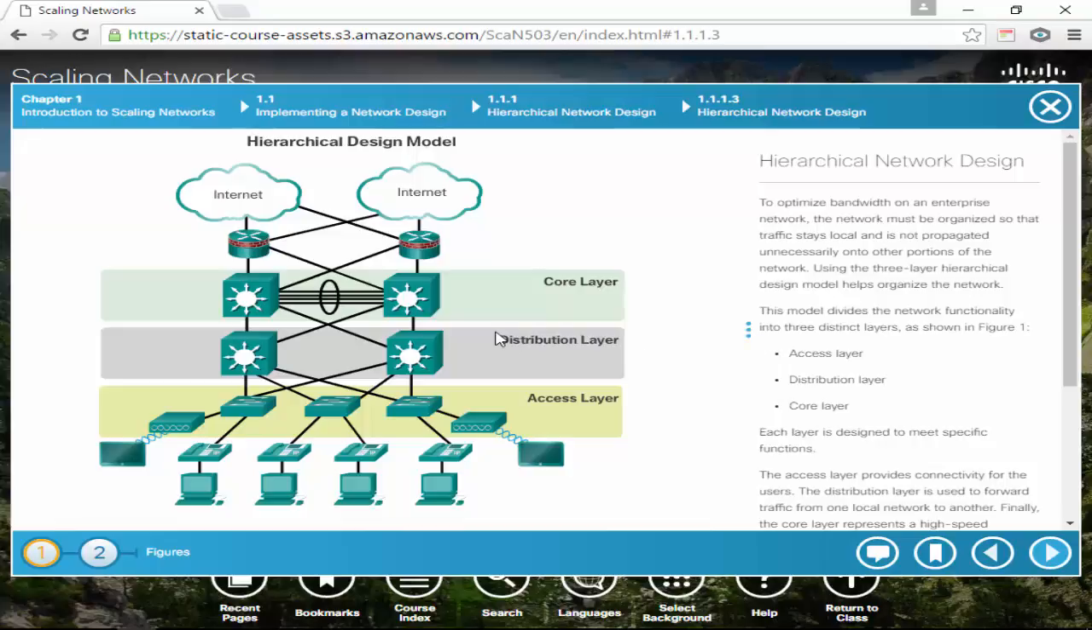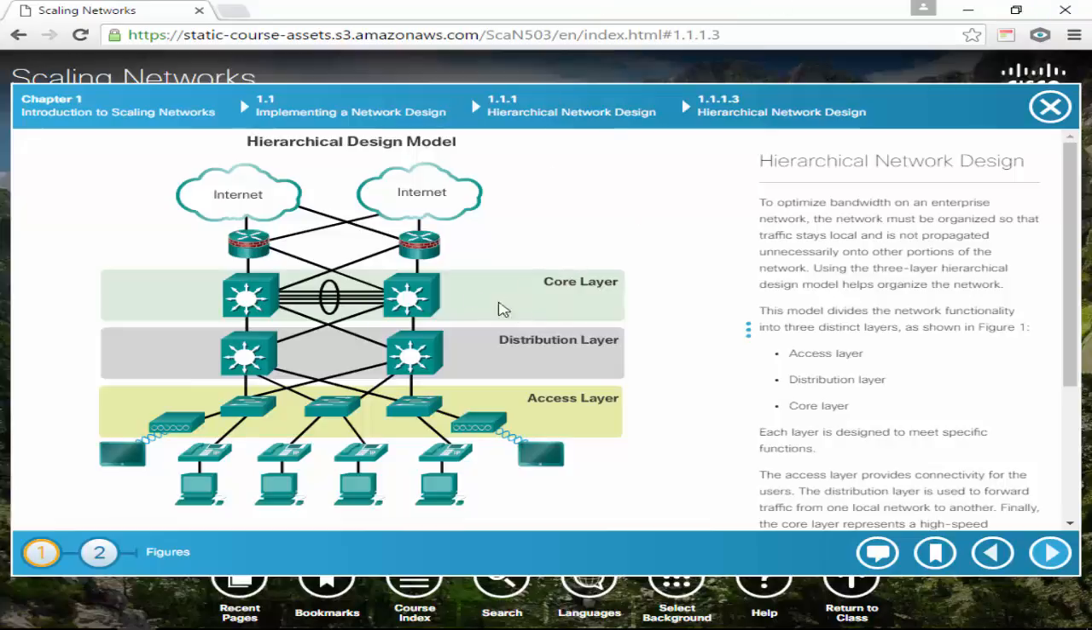Then we have our distribution. Our distribution is the real workhorse. Typically this side right here is layer 3, and the side down to the access is all layer 2 connectivity. So we have IP switching up here, and then just straight MAC address layer 2 switching down here.